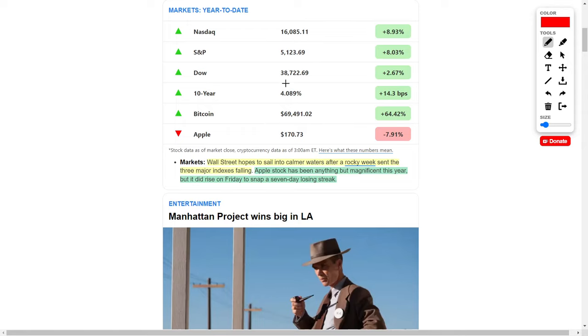Today we are talking about the best stocks to buy, as well as the latest stock market news updates that investors need to know about.